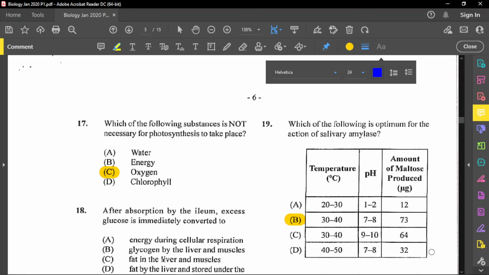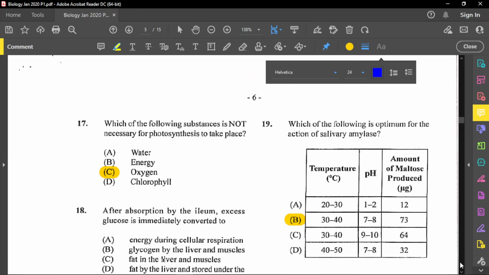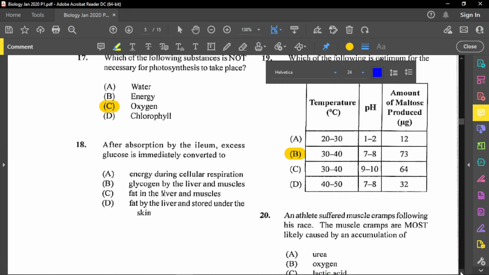Yeah, so definitely 19 is B. All right, so let's go into the next question now, which is question 18. Again, I'm going backwards, if you notice. So just bear with me.